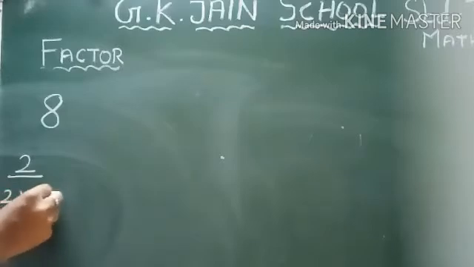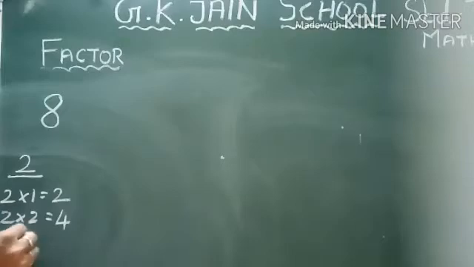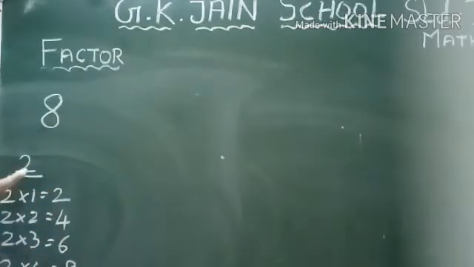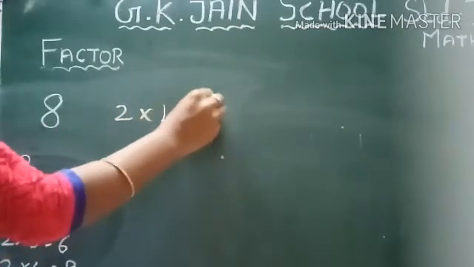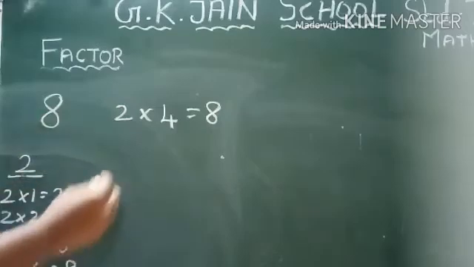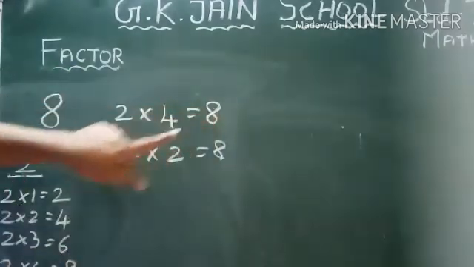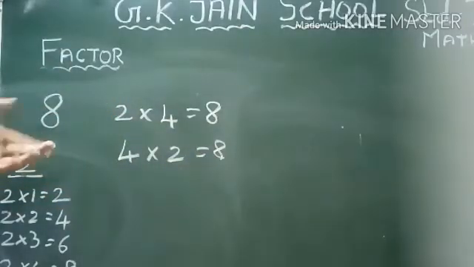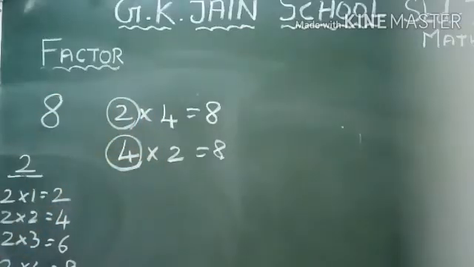2 ones are 2, 2 twos are 4, 2 threes are 6, 2 fours are 8. Wait, we found the 8 here. So 2 is a factor of 8. We can also write 4 twos are 8, right? 2 fours are 8 and 4 twos are 8. So 2 is a factor of 8. Also 4 is a factor of 8.